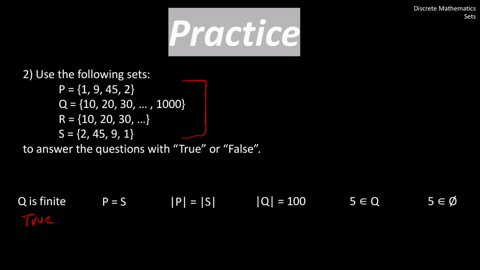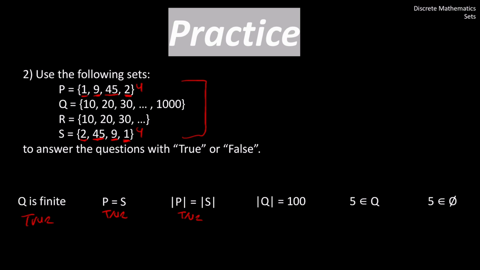P is equal to S. For sets to be equal, they have to have the same number of elements, and the elements have to be the same. So we see that there's a 1 in P, a 1 in S, a 9 in P, a 9 in S, a 45 in P, a 45 in S, and a 2 in P and a 2 in S. So that is true. The cardinality of P is equal to the cardinality of S. So P and S have to have the same number of elements. As we can clearly see, P has 4 elements, and S has 4 elements. So that is also true.